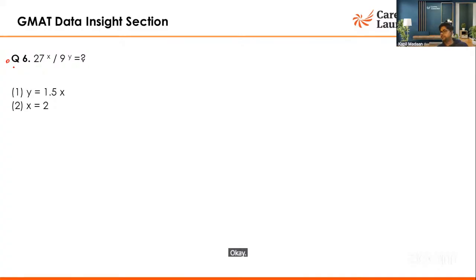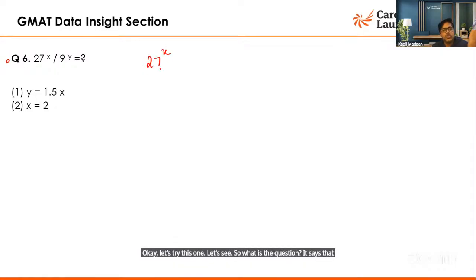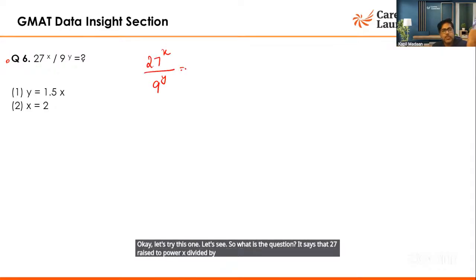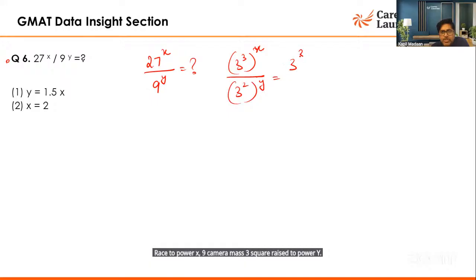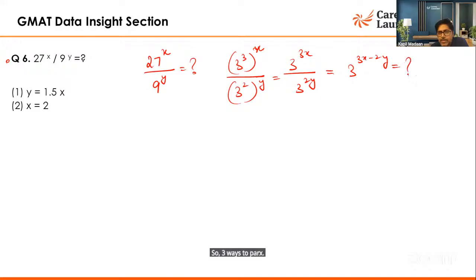Okay, let's try this one. Let's see. So what is the question? It says 27 raised to power x divided by 9 raised to power y. What is the value? That's the question. So 27 can be written as 3 cubed, raised to power x. 9 can be written as 3 squared, raised to power y. That means 3 raised to power 3x divided by 3 raised to power 2y. Now the bases are the same and it is division, so 3 raised to power 3x minus 2y. That's the question. What is the value of 3 raised to power 3x minus 2y?